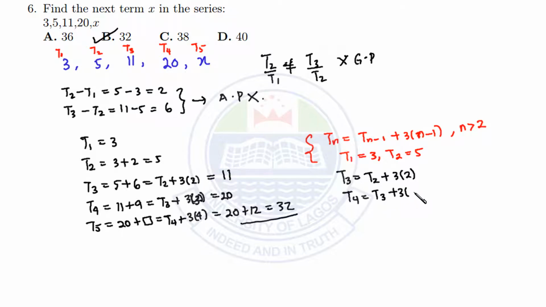T3 plus 3 times what? Times 3. Then t5 will give us t4 plus 3 times 4. I hope you guys get the check. So this is just the recursive relation. You can either use the recursive relation or try to see how it works. So the correct option is what? 32.